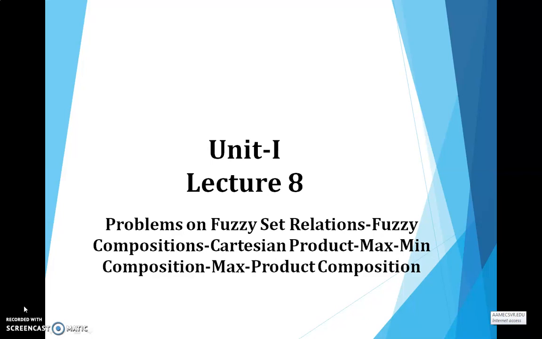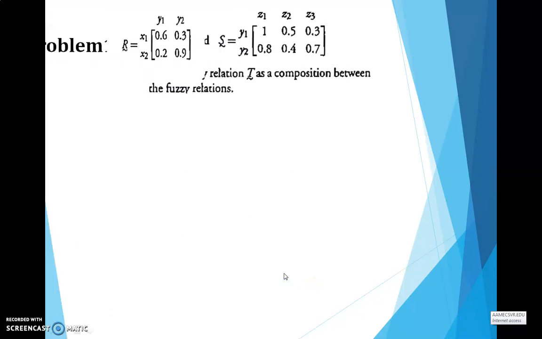In this lecture we are going to see problems on the fuzzy set relation, that is Cartesian product, max min composition and max product composition. First we start with the max min. This is an example problem.